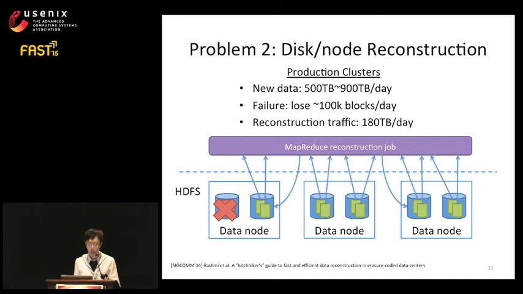According to current data, a typical production cluster at Facebook contains a few thousand servers, and new data comes in at a rate of 500 terabytes to 900 terabytes per day. We expect a failure of over 100,000 blocks every day, and this translates to a reconstruction traffic of 180 terabytes per day. This traffic will impact the foreground tasks in 2 ways. First, it shares the network bandwidth with the foreground tasks. Second, when a disk or a node is being reconstructed, all the reads to the blocks on that disk or node will also be degraded.